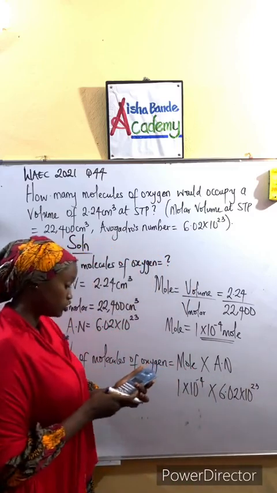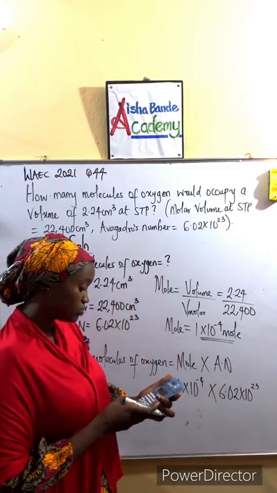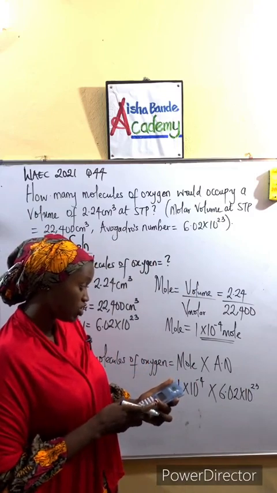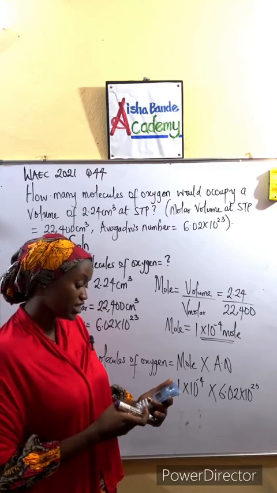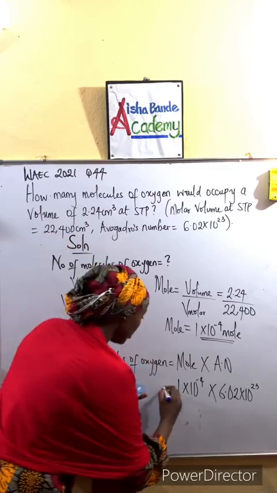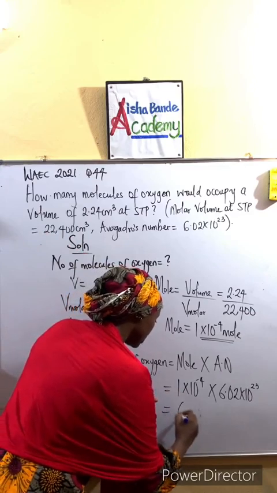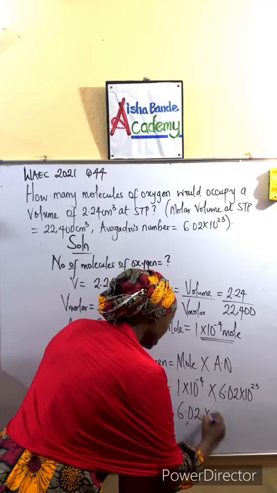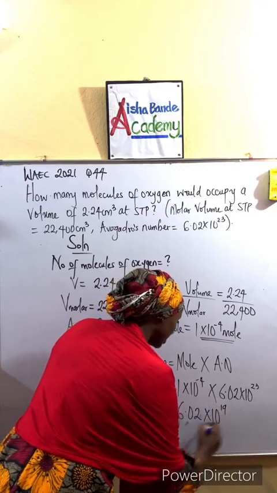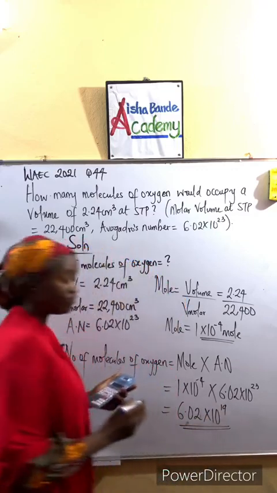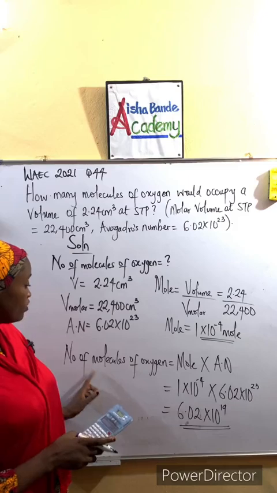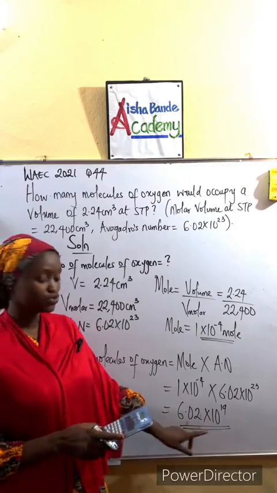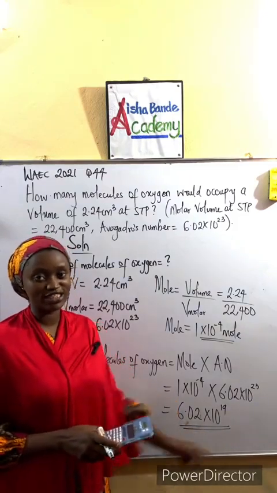From this junction, all we need to do is to multiply the two values we have on the board and then get the final correct answer. Multiplying these two values gives us 6.02 times 10 to the power of 19 as our final answer. So the number of molecules of oxygen is 6.02 times 10 to the power of 19.